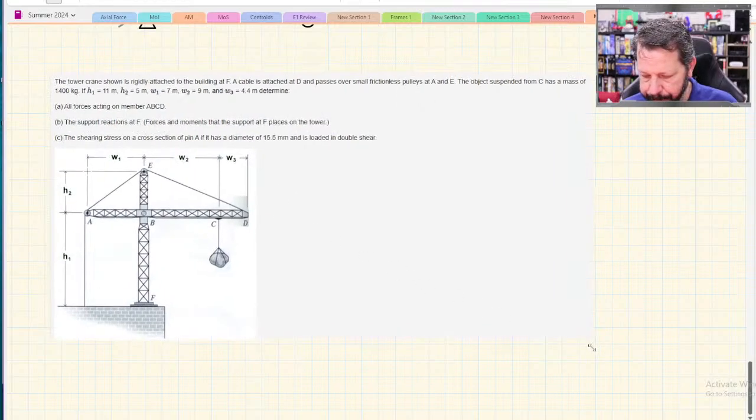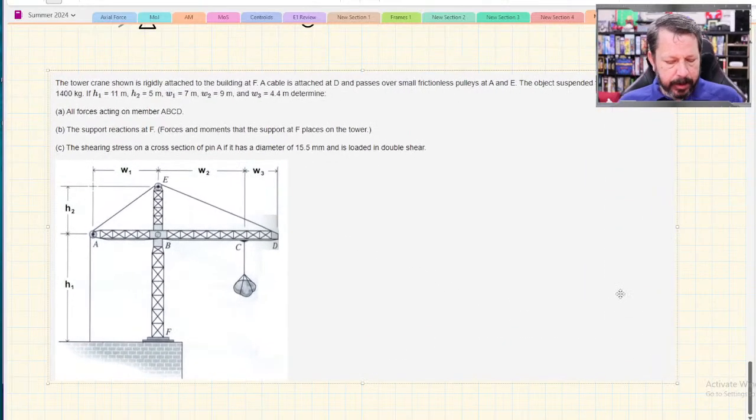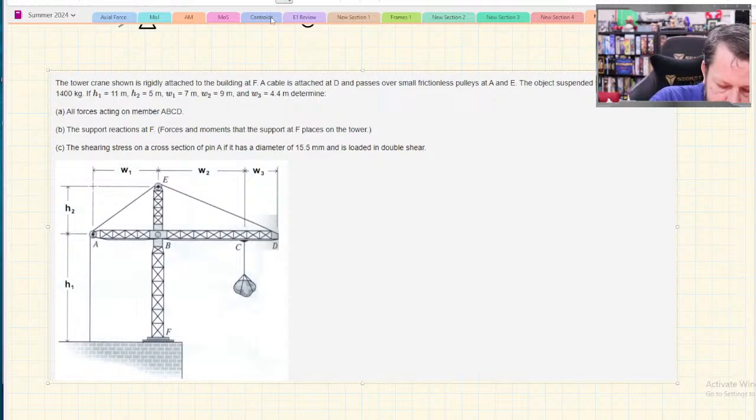All right. So we've got this tower crane rigidly attached at F. So down here, it's saying that I have a fixed support, is what it's saying. That's in our words of what we've been using.